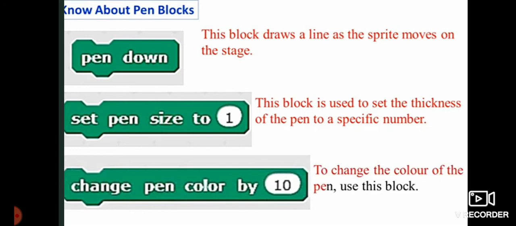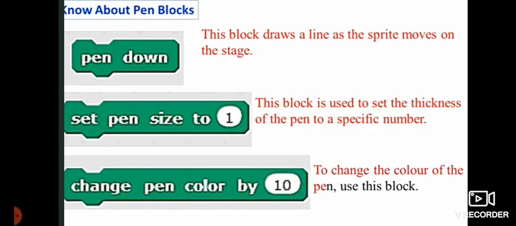This block is used to set the thickness of the pen to a specific number. We can also change the thickness of the pen by typing in the number box. Change pen color by 10. To change the color of the pen, use the change pen color by 10 block. These three pen blocks are used to draw the colorful circle.